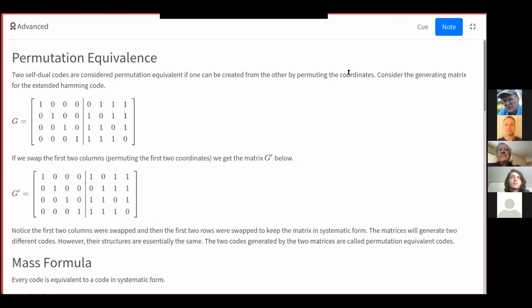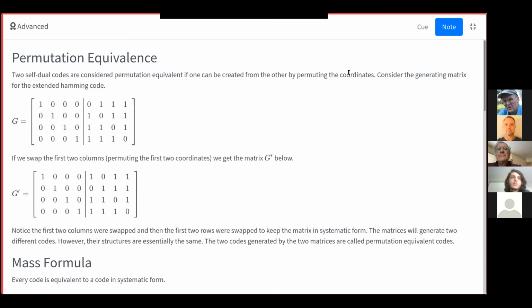Two self-dual codes are considered permutation equivalent if one can be created by permuting the coordinates of the other one. So if you look at G and G prime here, you'll see that all I did, now remember, vector spaces are a set, so we don't care about the order of the vectors inside of it itself. So if you look, I actually transposed the first two coordinates of G and then switched the first and second row to create G prime. We say that G prime is permutationally equivalent to G.